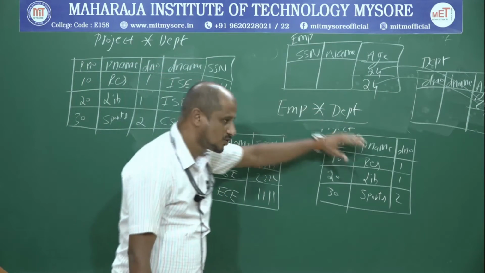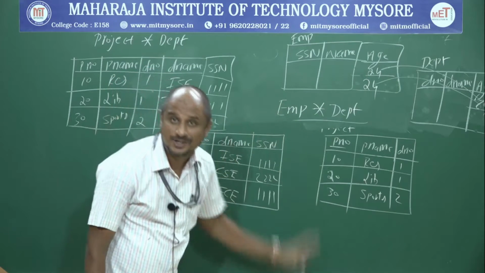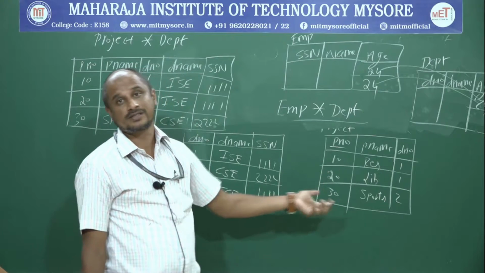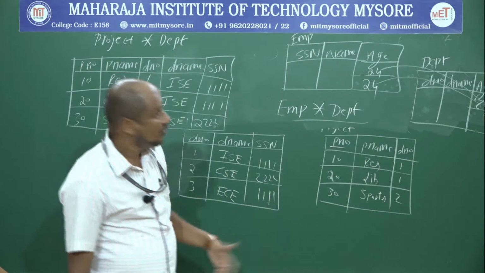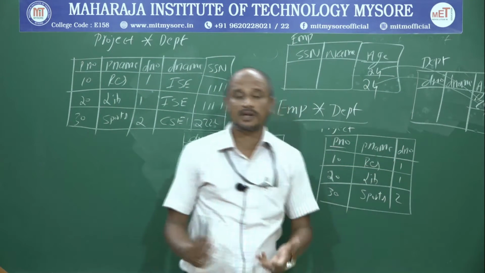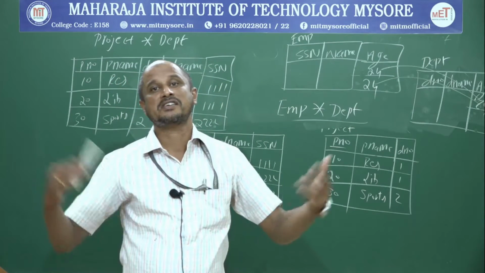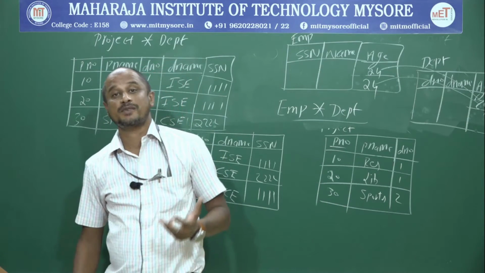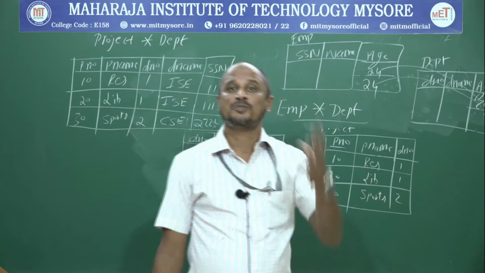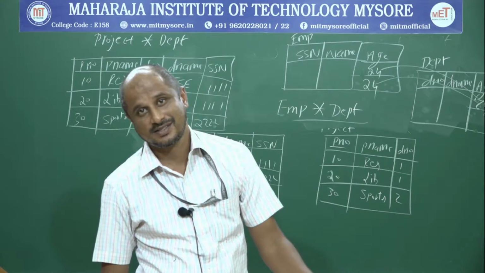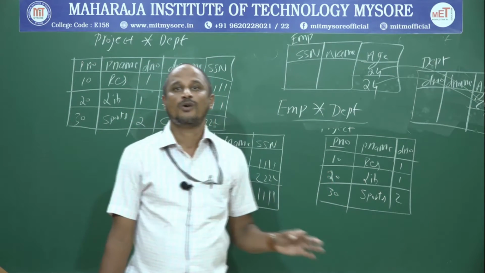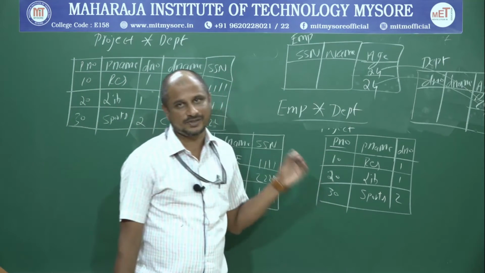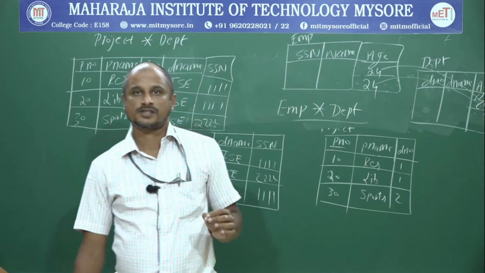But while I was doing the project with the department, I joined two tables using the common attribute called department number. It works well because department number is a primary key. When you join two tables without a primary key or a foreign key, you get a huge table with duplication. The duplication makes the DBMS worse. So this is one problem in natural join.